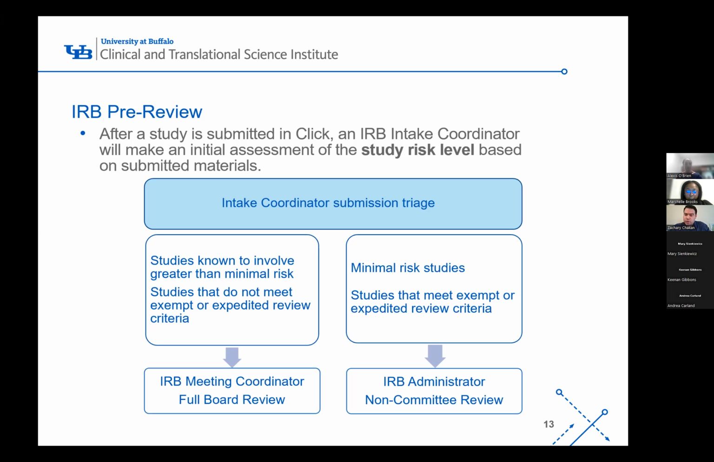However, a large majority of the studies that do come in are expected to be no greater than minimal risk. They likely would meet exempt or expedited review criteria, or also not human research criteria. Those would get triaged to an IRB administrator, which could be myself or one of several others, and it goes on the non-committee review track.